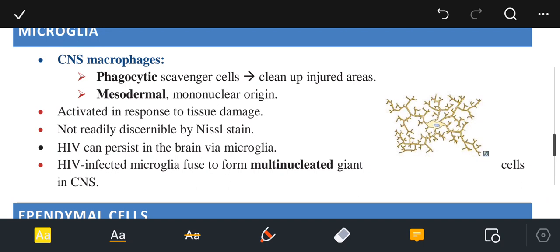Then what is microglia? Microglia are CNS macrophages. They are phagocytic scavenger cells, and they clean up the injured areas. Mesodermal and mononuclear in origin, activated in response to tissue damage. They are not readily discernible by Nissl stain. HIV can persist in the brain via microglia. HIV-infected microglia fuse to form multinucleated giant cells in the central nervous system.